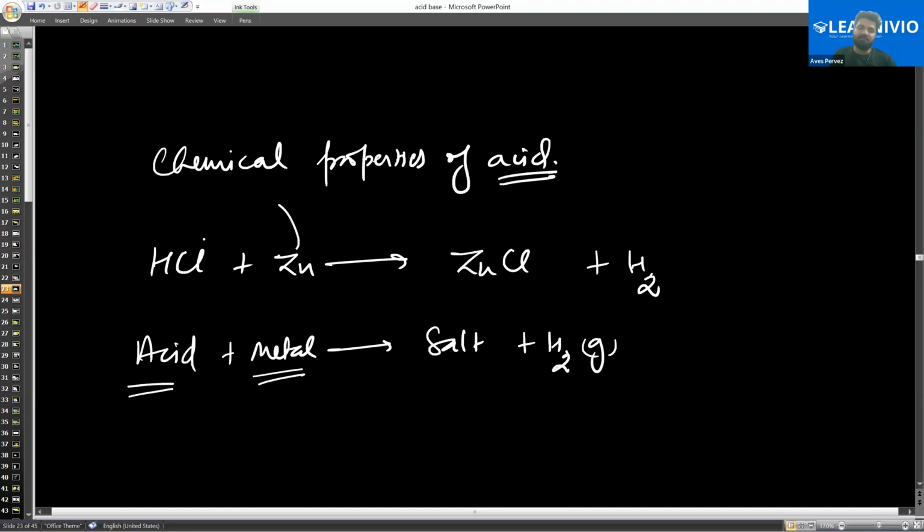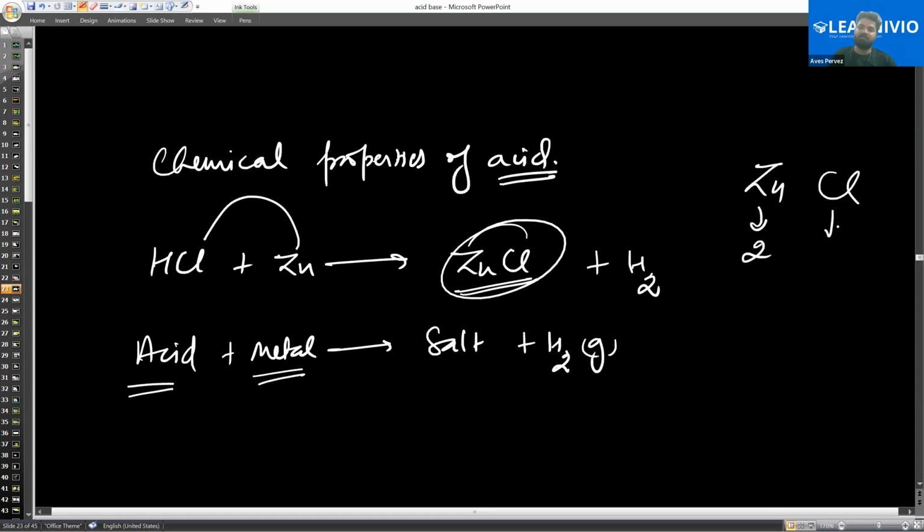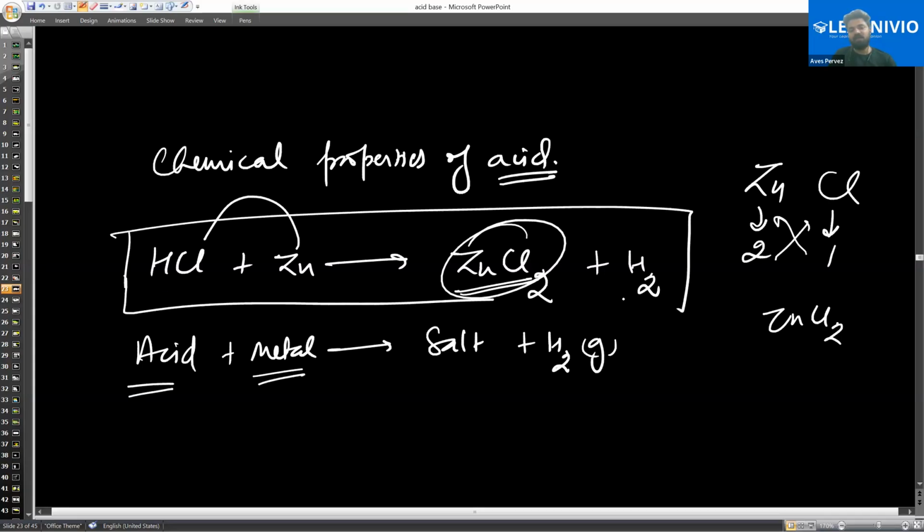But this is a type of displacement reaction. Can you say that this is the correct formula? Is ZnCl correct? No, the salt should be written according to the valency chart. Zinc has valency 2 and chloride ion has valency 1. So the formula should be ZnCl2. Got it? समझ आया? And this reaction between acid and metals is a displacement reaction.